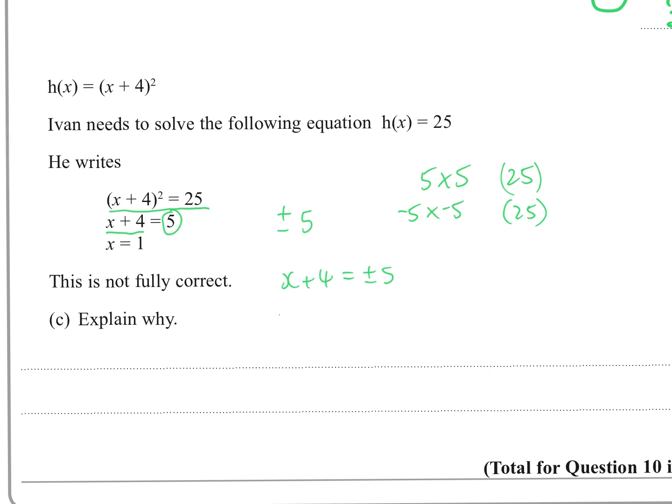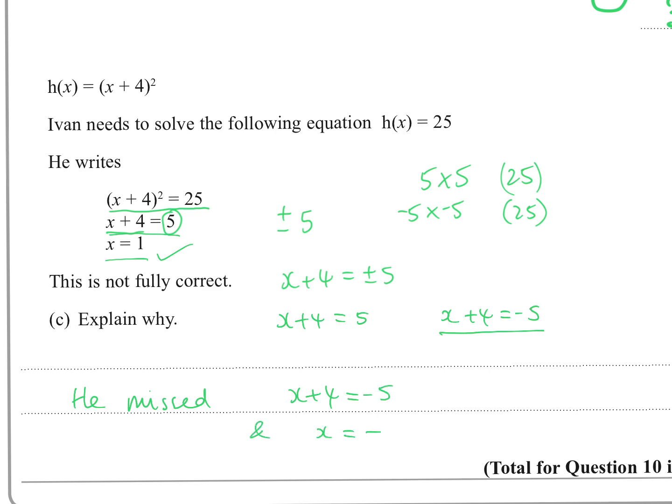So that would have led him to 2 cases, x plus 4 equals 5 and x plus 4 equals negative 5. So we've got the first one followed through to the end, which is fine, but I'm afraid he missed this one. So you can say he missed x plus 4 equals negative 5, and therefore x equals negative 9. Okay, and that's what he missed.